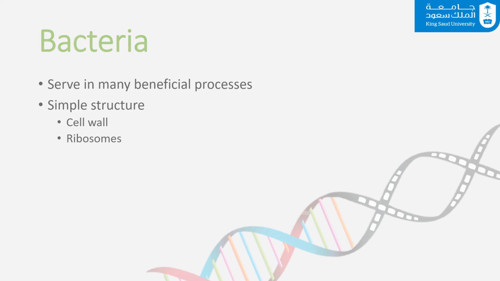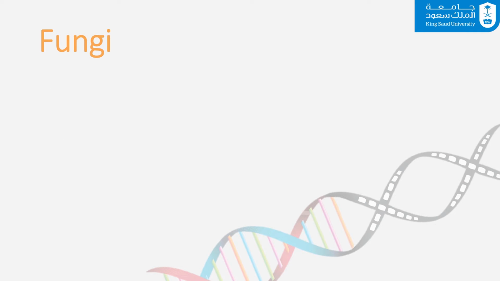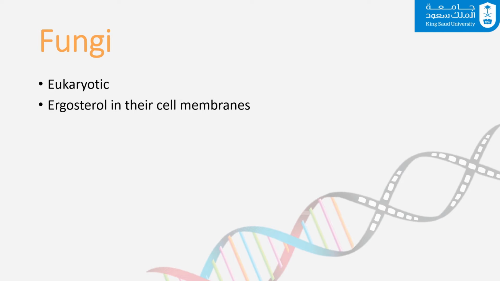When we talk about fungi, now we come into eukaryotic cells, which means that they have complex cellular organelles, and they're closer to human cells, which makes it a little bit difficult to treat and limits our targets in order to kill the fungi. But one of the very important targets that we use is the presence of ergosterol in their cell membranes. Ergosterol is not present in human cells, and the most famous antifungal drug is amphotericin B, which works by interfering with the ergosterol in the cell membrane.